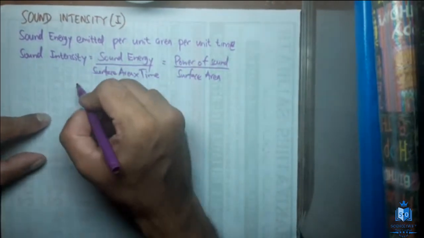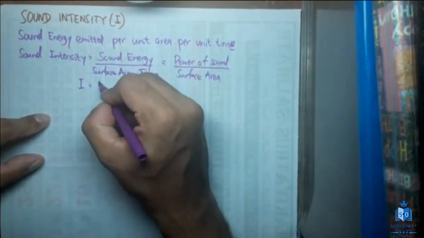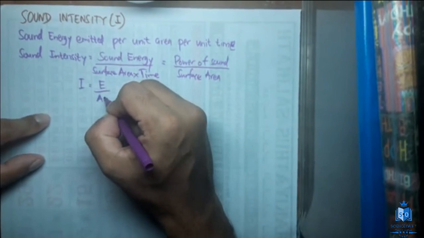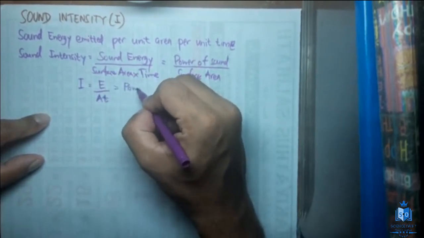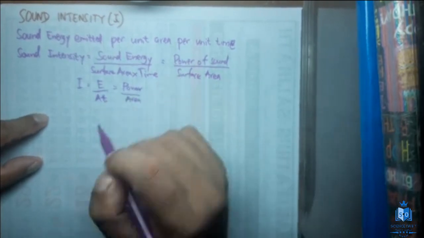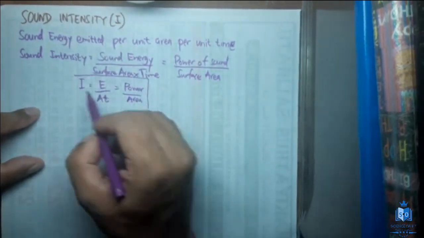You put that into symbols. I equals energy over area into time. Or you can say power over area in simple terms. This is how the final equation is going to turn out.